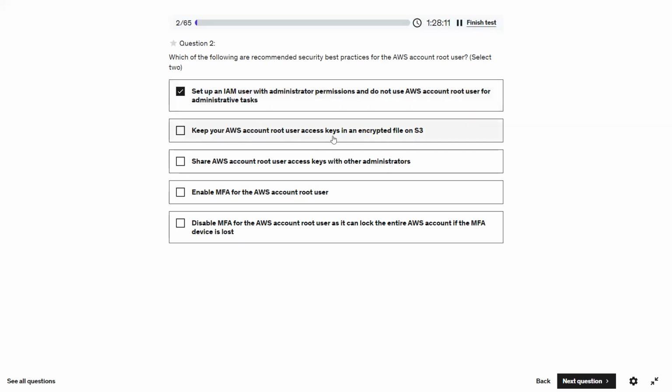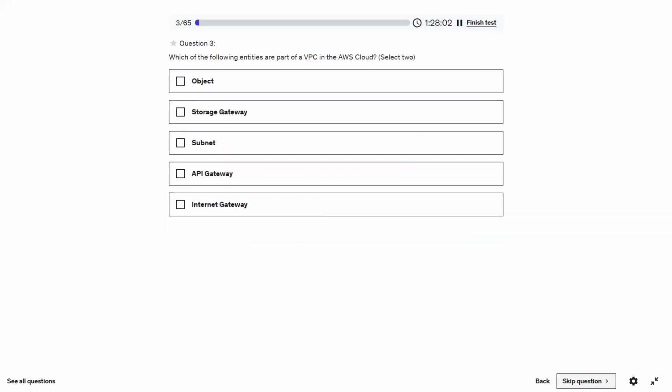Keep your AWS account root user access key in an encrypted file: wrong. Share AWS account root password: definitely do not share. Enable MFA: definitely we need to enable it. Disable MFA: wrong. So these two look correct.